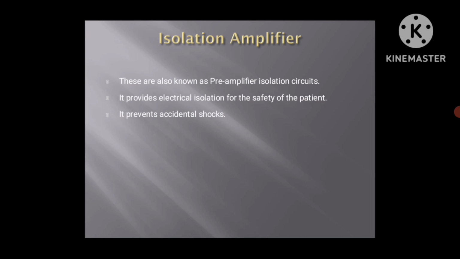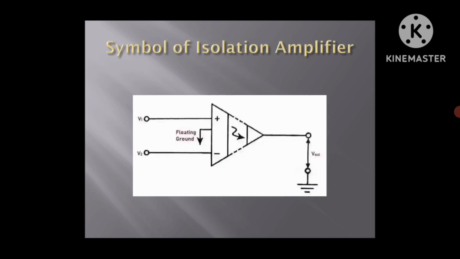Next, we're going to see the isolation amplifier. This is also called a pre-amplifier isolation circuit for biopotential amplifiers. It provides electrical isolation for the safety of the patient. It prevents accidental shock to the human body. This is the symbol of the isolation amplifier.